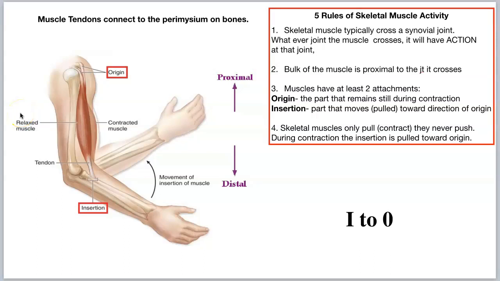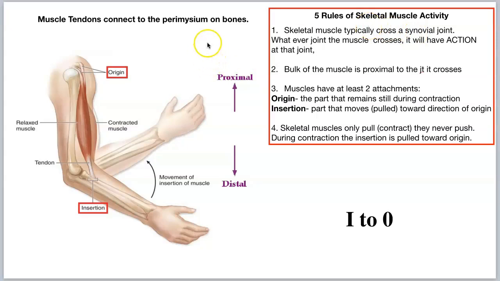Okay, class, this is our second video on the introduction to the muscular system. Just a word on tendons. You know tendons, muscle tendons. Tendons connect muscles to bone, and they are connecting to the periosteum of bones. So these are our tendons, dense, regular connective tissue. Just wanted to bring that up.